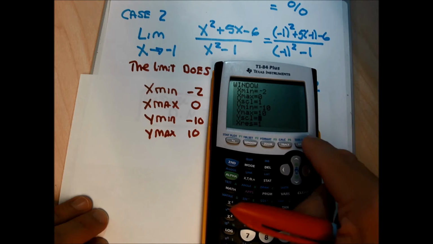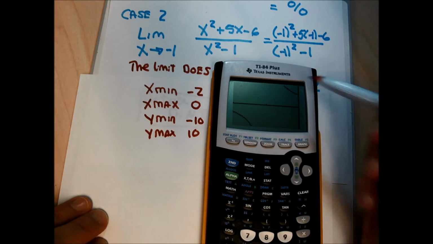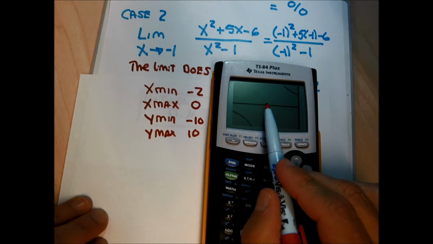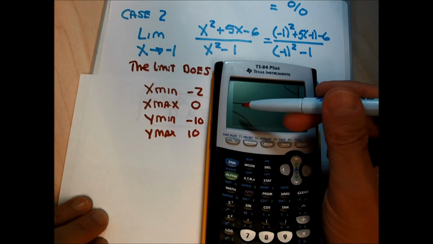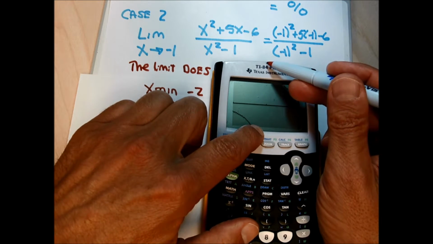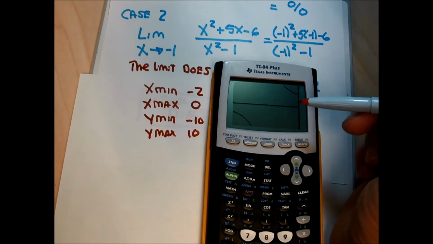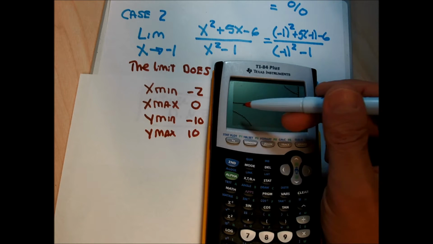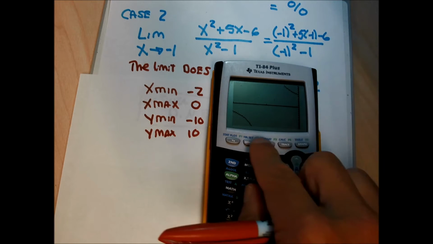And now when I hit graph, look, the left-hand limit is some number way, well, it's actually negative infinity. The left-hand limit is down here somewhere on the graph, and the right-hand limit is up here somewhere on the graph. The left and the right-hand limit don't equal each other because the graph doesn't connect through x equals -1 right here. Because the graph isn't connected on either side of x equals -1, let me make the window a little bit bigger.